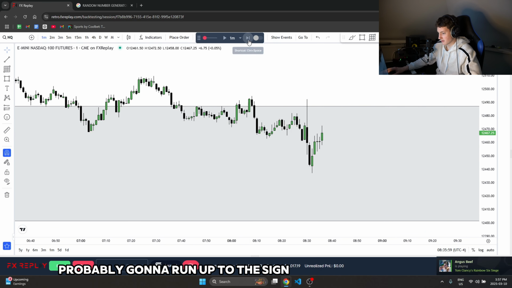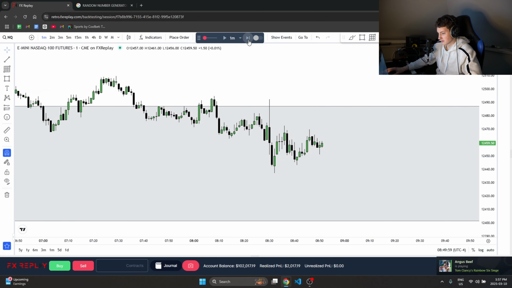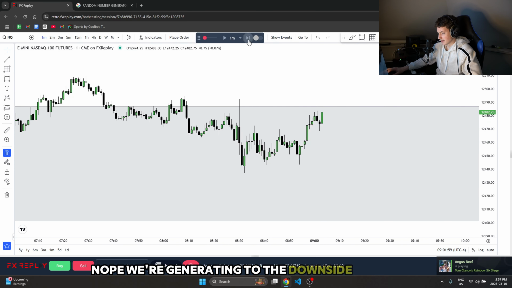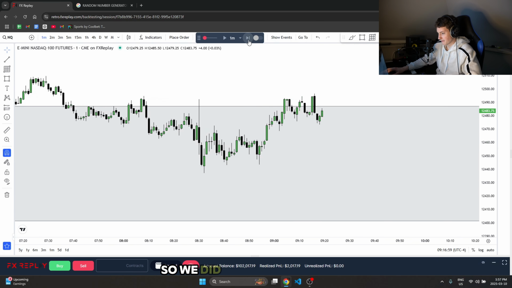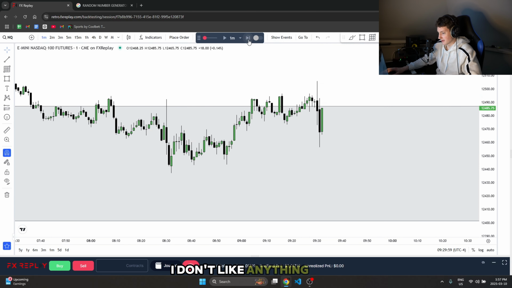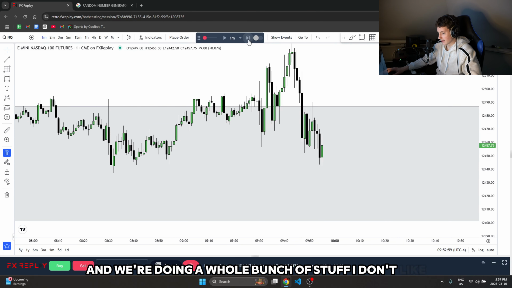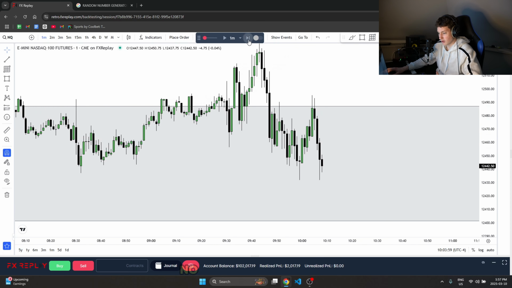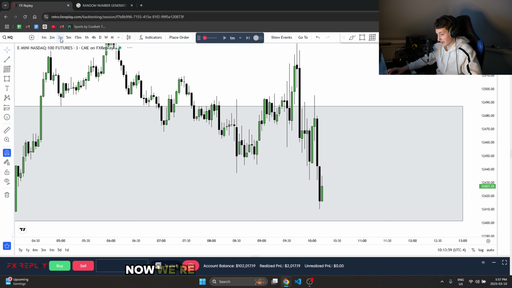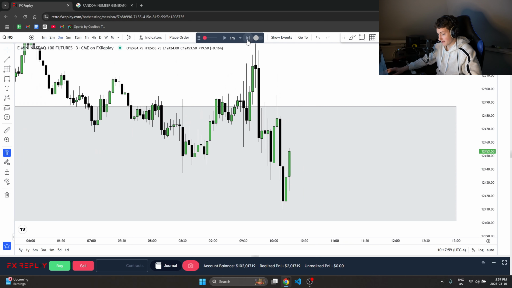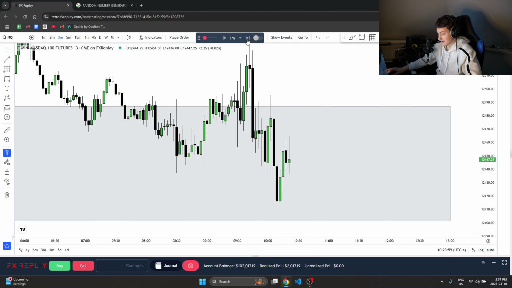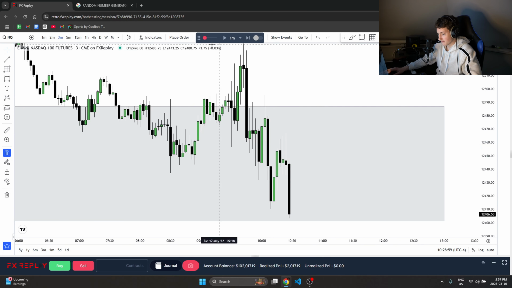Probably gonna run up to this high now, just based off experience. Nope, we're generating to the downside now. Okay, so we did. Let's wait for open. I don't like anything here, and we're doing a whole bunch of stuff I don't like. There is, as you can see, no fair value gaps here. Now we're getting fair value gaps. Okay. You see, now I'm into that. Is that going to be an order block? Nope.